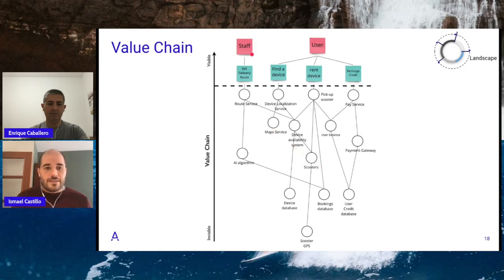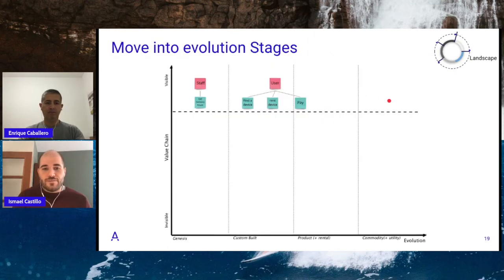From our staff maintenance, we have the get delivery route. It's supported by the route service, which takes advantage of the device availability system, and an AI algorithm that needs the booking database to provide the best route possible to distribute the scooters and make our business work, and have happy customers. With all of this, we have created the value chain.